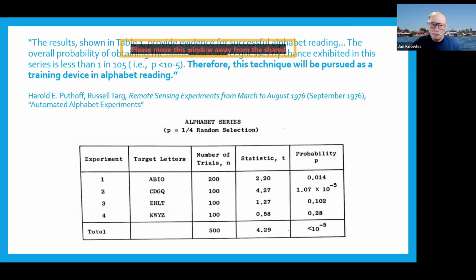So here, some letters were chosen, target letters A, B, I, O down below there. And the statistics were so impressive, 1 in 105, that the technique will be taught, the training device in alphabet reading will be continued. But I don't think this was actually carried out. I'm sorry, this technique will be pursued as a training device in alphabet reading. This is from 1976. And Tom's experiments were from 1984, several decades later.